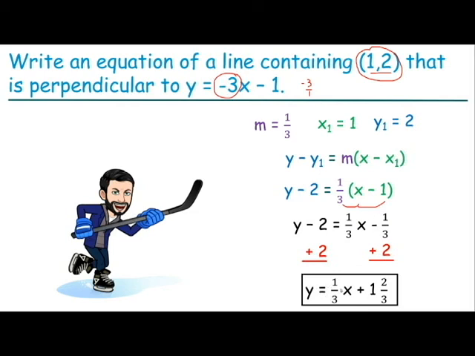Notice, y equals 1/3 x plus 1 2/3. It does have a slope that is opposite reciprocal, so it will be perpendicular. If I were to plug in a 1, 1/3 times 1 is 1/3. 1/3 plus 1 2/3 equals the 2. So this point does, in fact, work.